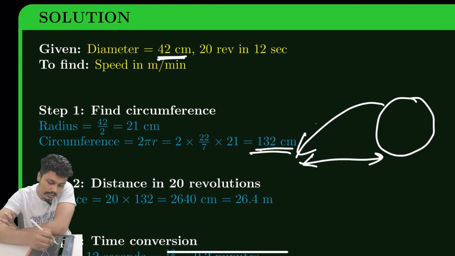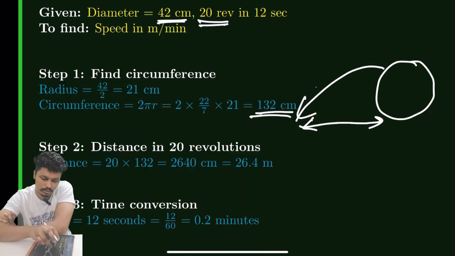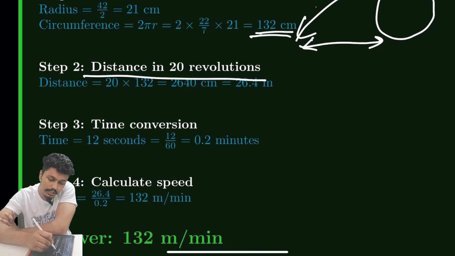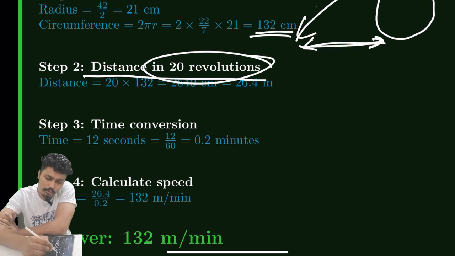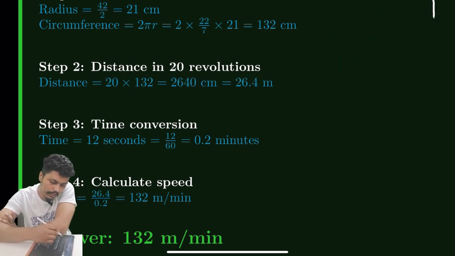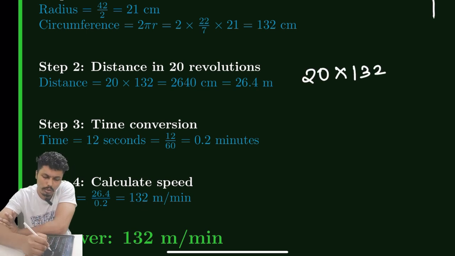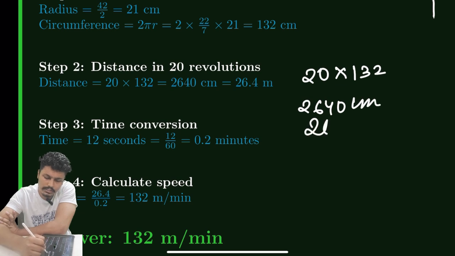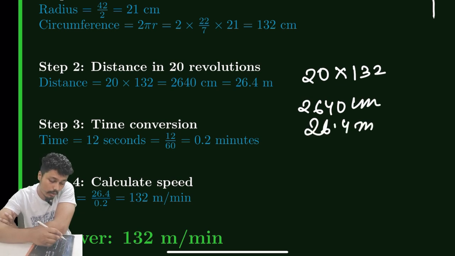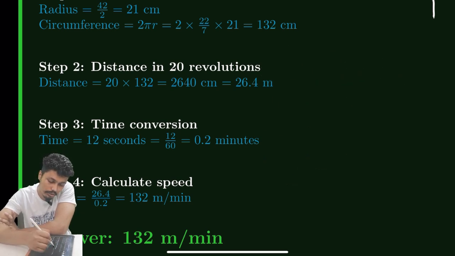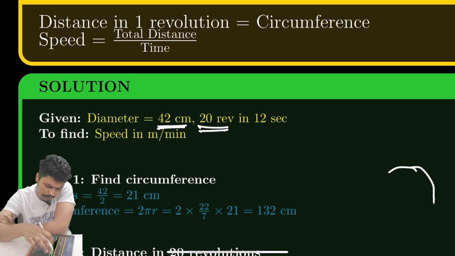But how many times is the wheel rotating? 20. So the distance in 20 revolutions will be, in one revolution it is 132, so in 20 revolutions it will be 20 into 132. 20 into 132 is 2640 centimeter. So it will be 26.4 meter. How? Look, 2640 centimeter. But be careful with the question.